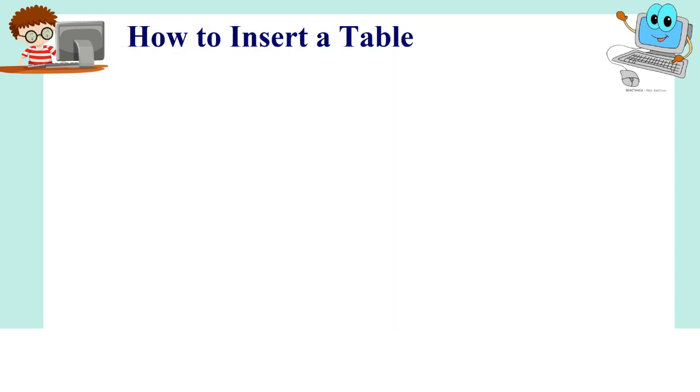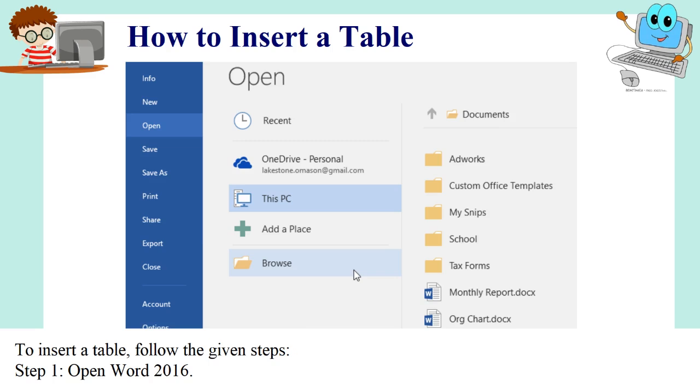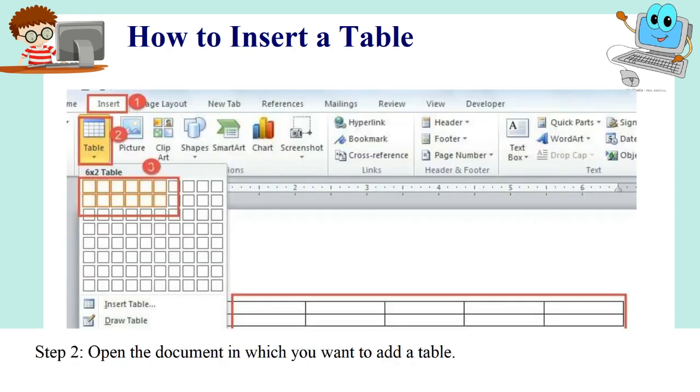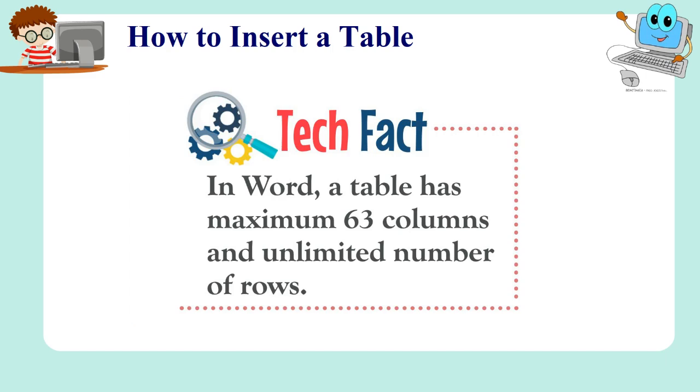How to insert a table? To insert a table, follow the given steps. Step 1. Open Word 2016. Step 2. Open the document in which you want to add a table, or create a new document. Step 3. Place the cursor where you want to insert the table. There are many ways to insert a table in Word. Tech fact: in Word, a table has maximum 63 columns and unlimited number of rows.